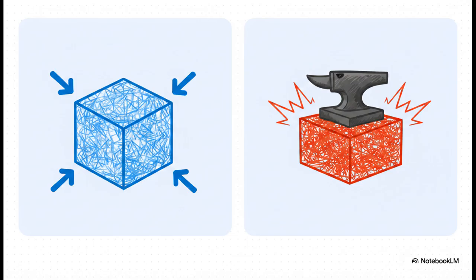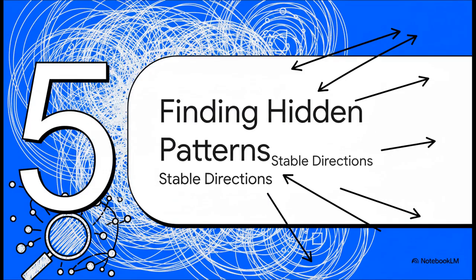But contrast that with a determinant of exactly 0. That is a mathematical disaster. A 0 determinant means the matrix is non-invertible, and the dimensions absolutely collapse. It's like taking a rich 3D box of information and squashing it totally flat under an anvil into a 2D plane. When space collapses like that, vital AI information is permanently lost. Let's head into part 5, finding hidden patterns.